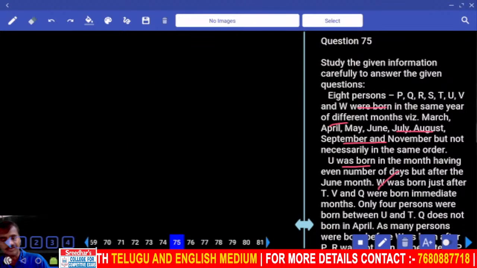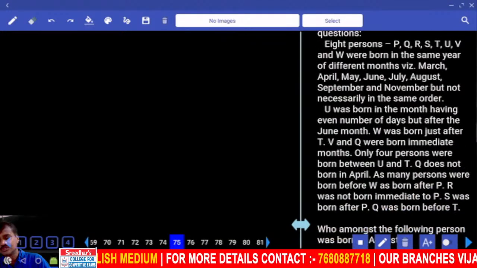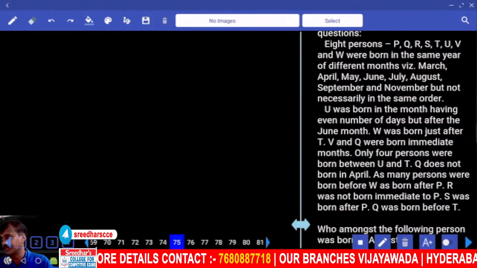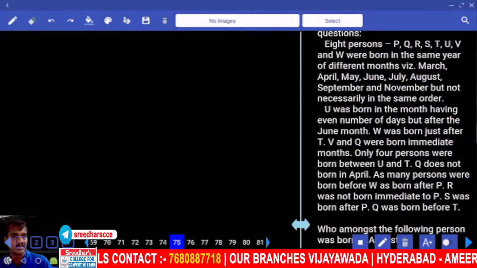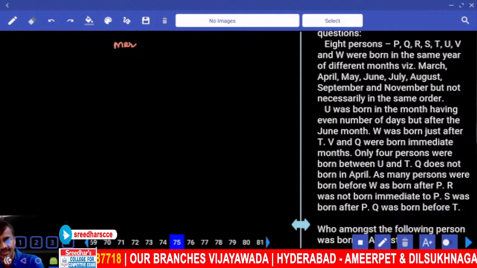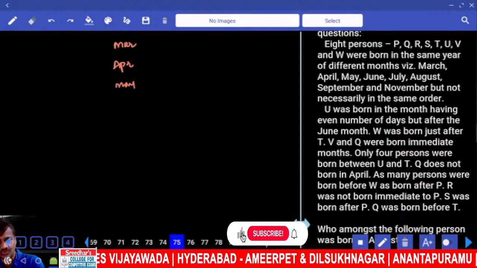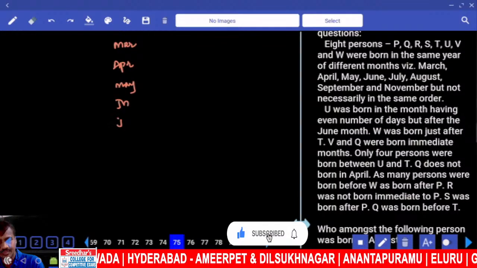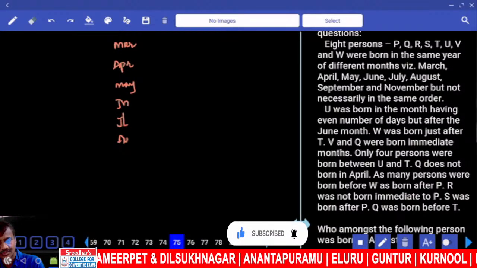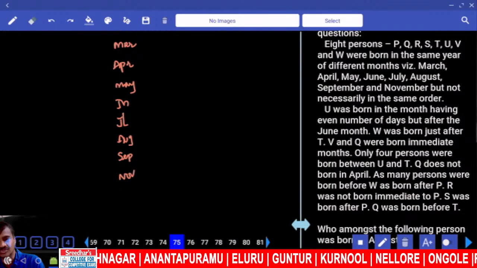Then 75 onwards. Now 8 persons were there, born in 8 different months. First or the second priority? Definitely first priority, because you already left one set under the first priority. Now here what are the months we have? March, April, May, June, July, August, September and November. Now these are the 8 persons we have.